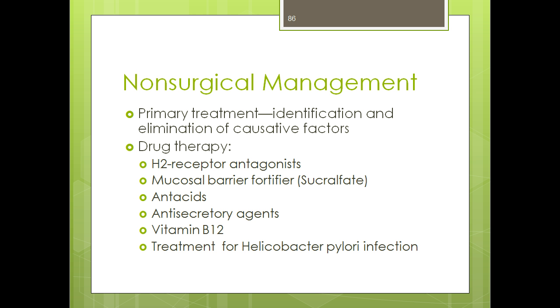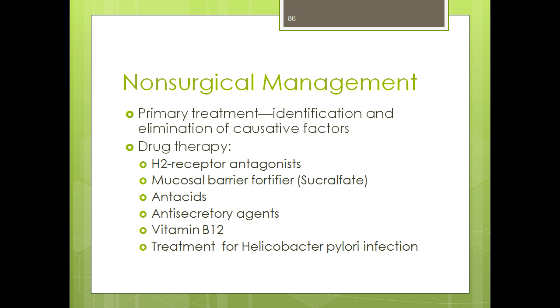Usually, people use what they call non-surgical management for primary treatment when it first shows itself: identification and elimination of causative factors. So, whatever you're doing which may possibly be contributing to you having that disease process, usually you're told to change it.